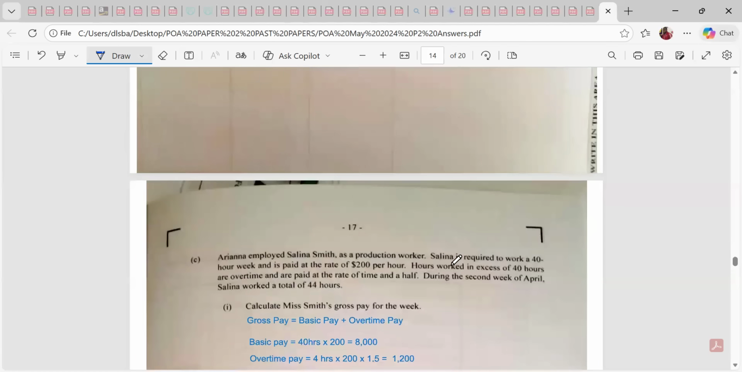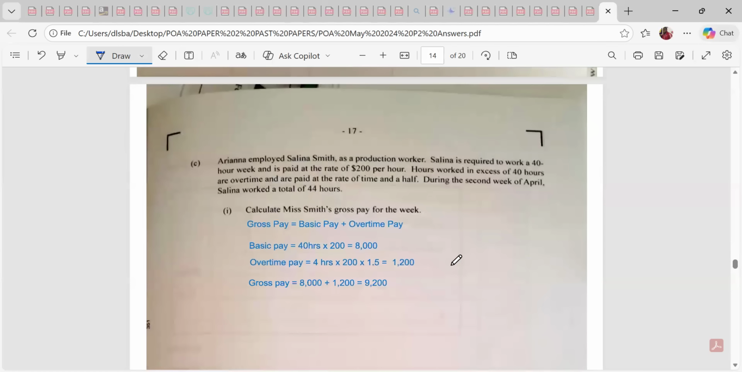Let's go on. Ariana employed Selena Smith, a production worker. Selena is required to work a 40-hour week and is paid at a rate of $200 per hour. Hours worked in excess of 40 hours are overtime and paid at a rate of time and a half. During the second week of April, Selena had worked a total of 44 hours. Calculate her gross pay.